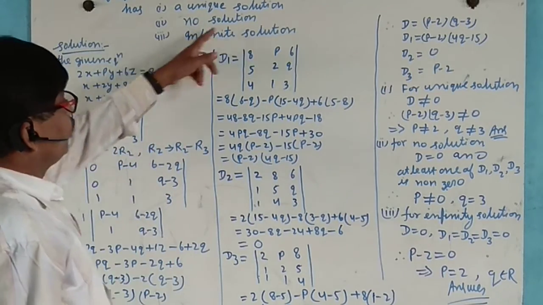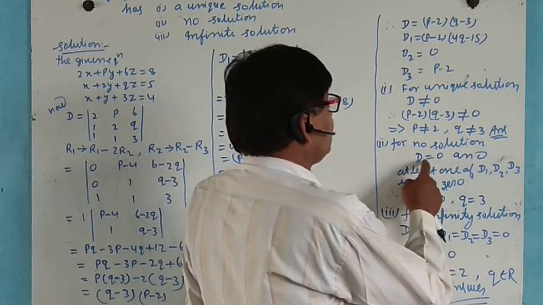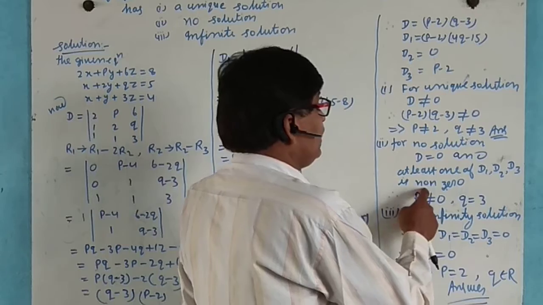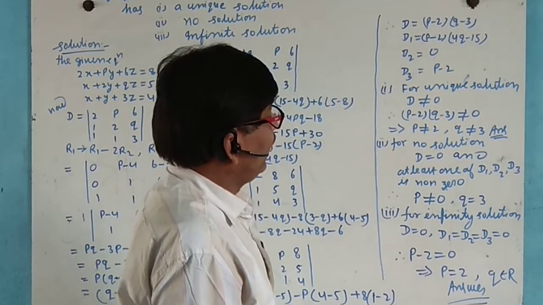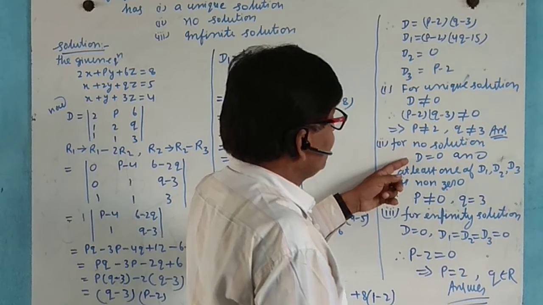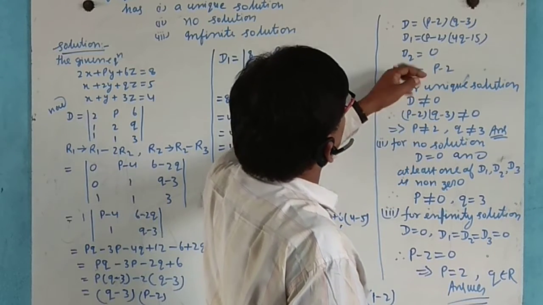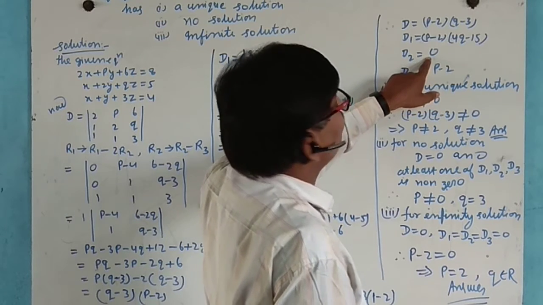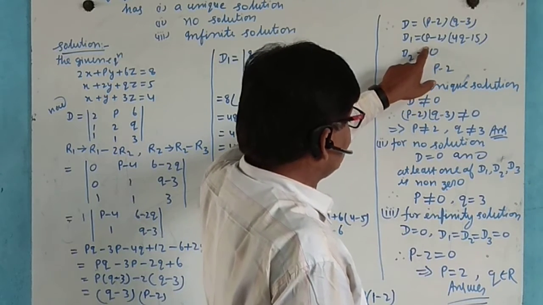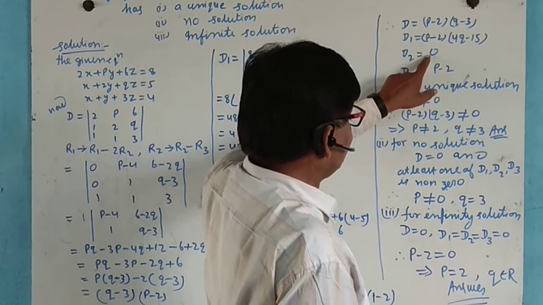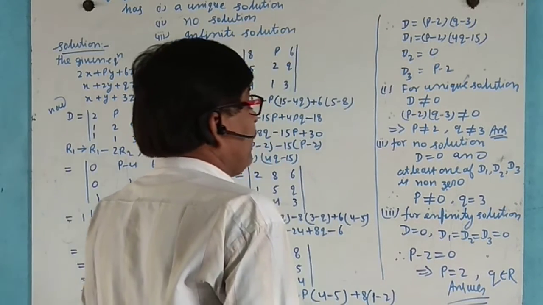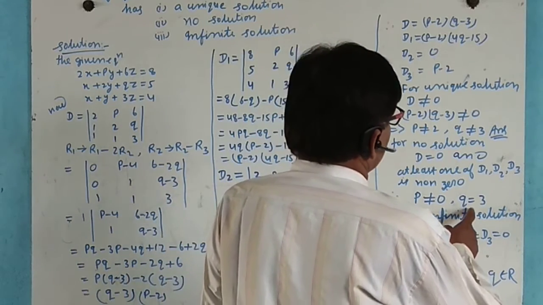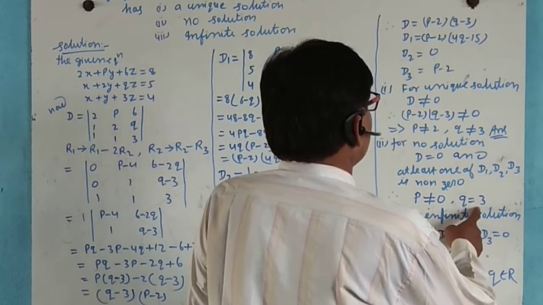Now for no solution, d equals 0 and at least one of d1, d2, d3 is non-zero. As you see, d is 0 when p minus 2 is present here, and here also p minus 2 exists, so p does not equal 2, and q equals 3.